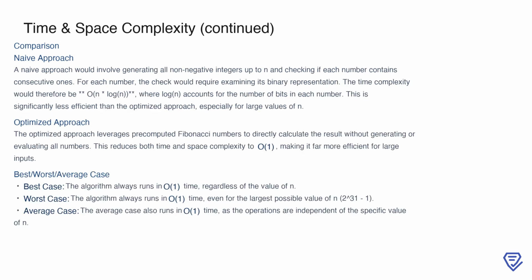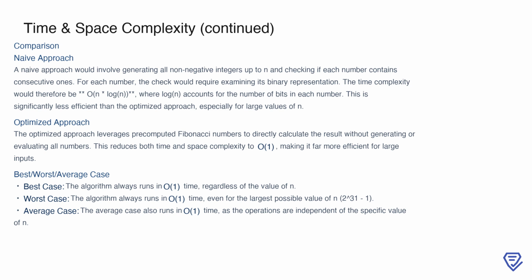Comparing this optimized method to a naive approach highlights its efficiency. A naive method would involve generating all non-negative integers up to n and checking each one to see if it contains consecutive ones. This would require examining the binary representation of each number, leading to a time complexity of O(n log n), where log n accounts for the number of bits in each number. For large values of n, this quickly becomes computationally expensive.